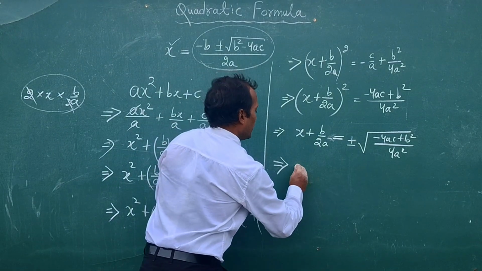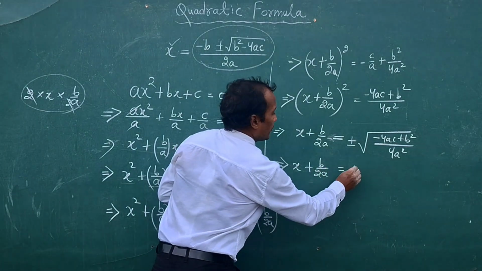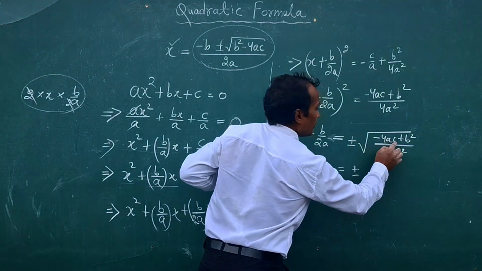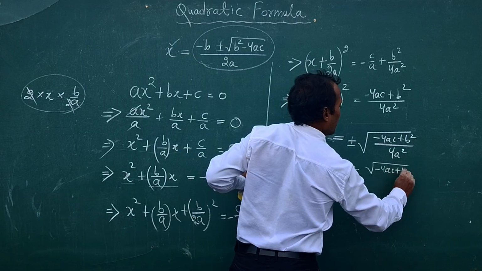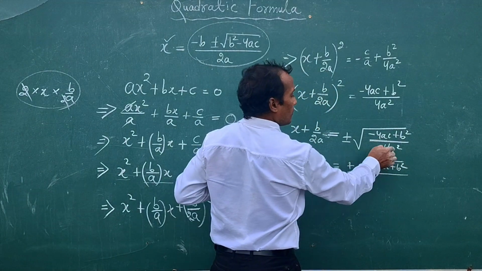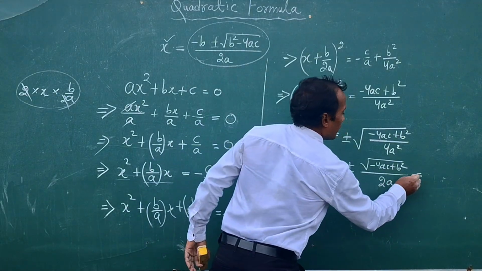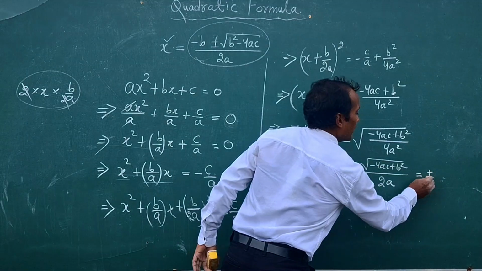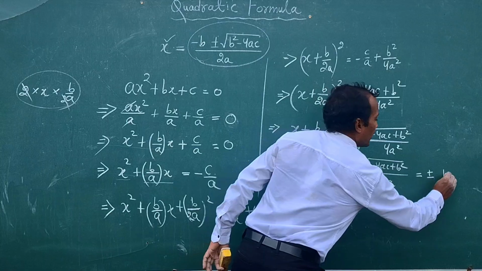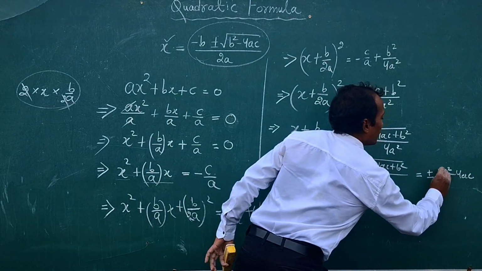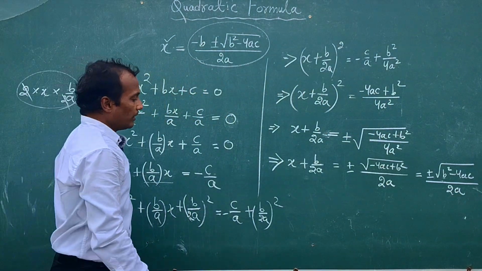Now on the right side let us simplify a little bit. x plus b by 2a equals plus minus, square root of minus 4ac plus b square stays as it is, divided by square root of 4a square, which will be 2a, correct? I can write it a little better, plus minus, I write minus 4ac in the second place, plus b square I am writing first. So I have b square minus 4ac by 2a.